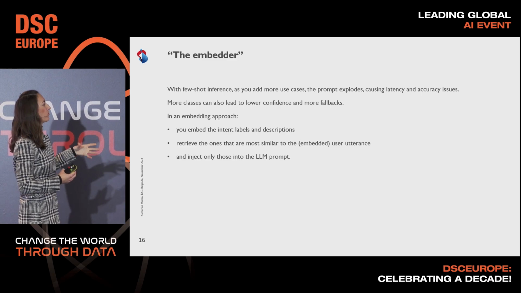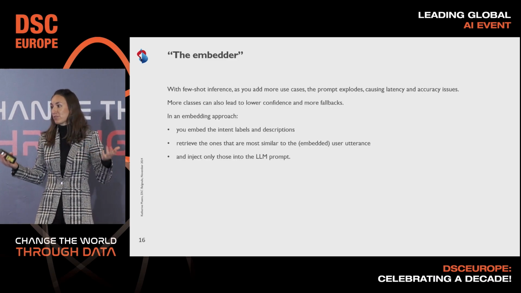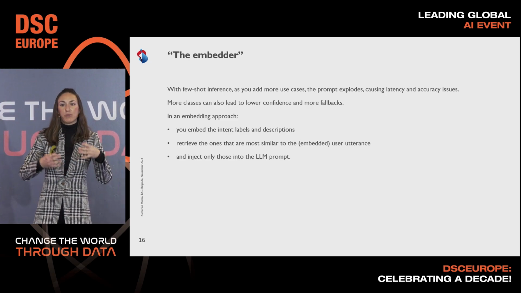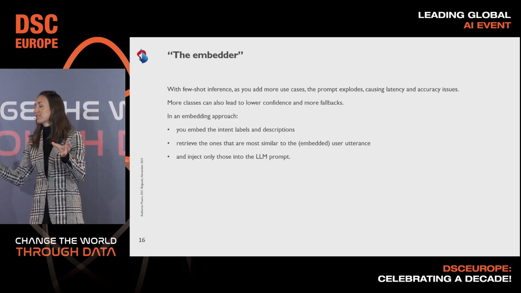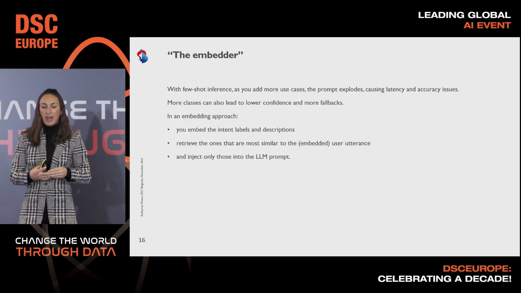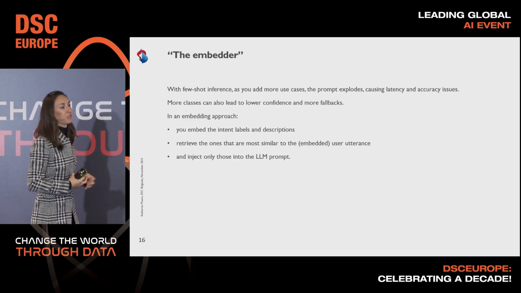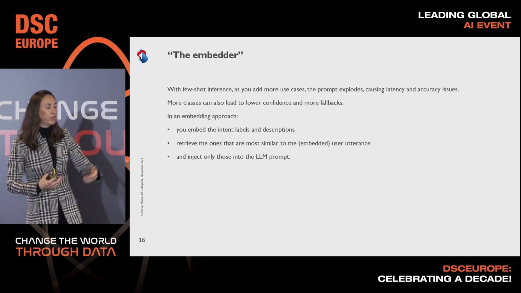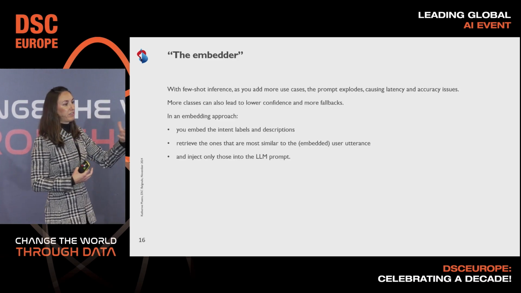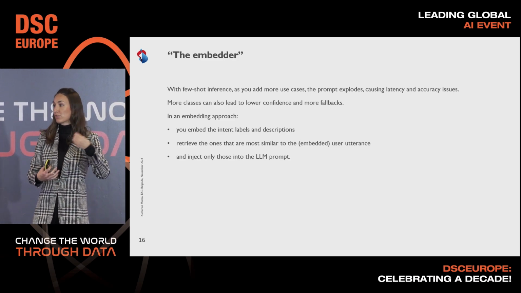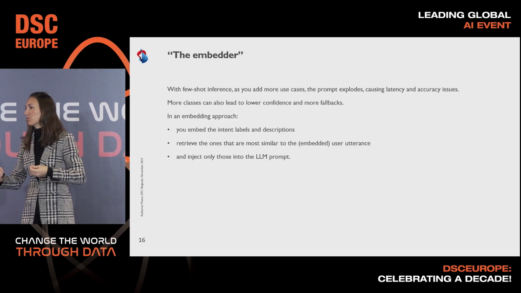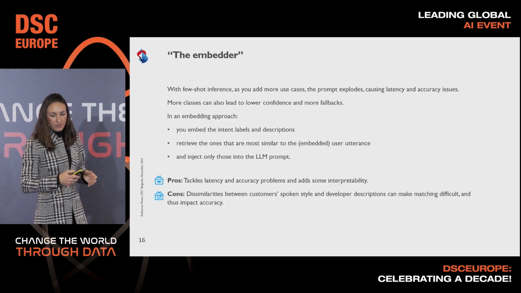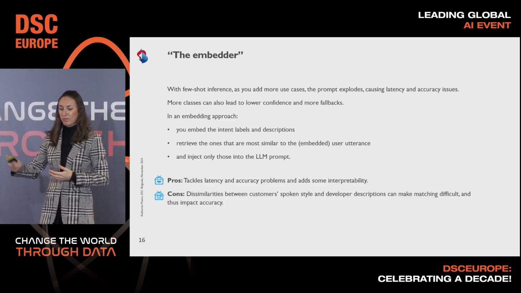So an embedding approach works a little bit similar to RAG in the sense of the similarity in the embedding. So you've got all of your intent labels and the descriptions that you use in the LLM prompt, but you actually embed those first. And so then at inference time, when the customer has given you an utterance, you retrieve the intent descriptions and labels that are most similar to the customer utterance and inject those into the prompt. And this one helps to tackle some of these problems I keep talking about.